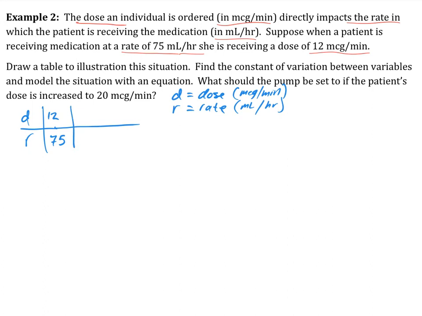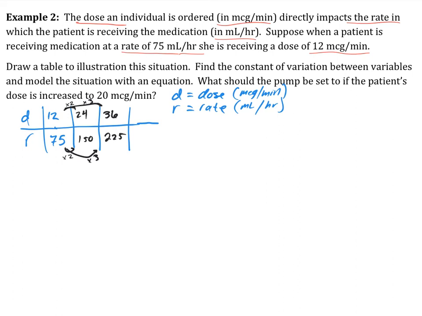So knowing that this is the relationship between these two quantities, I can use what I know about equivalent ratios to find other amounts. So if I take 12 times 2, I get 24. If the dose doubles, then the rate will double. That will be 150. If the dose triples, so times 3, I'll have 36 micrograms per minute. The rate will also triple. So if I multiply that times 3, I get 225. So again, just illustrating how this ratio is holding with various instances of these two quantities.